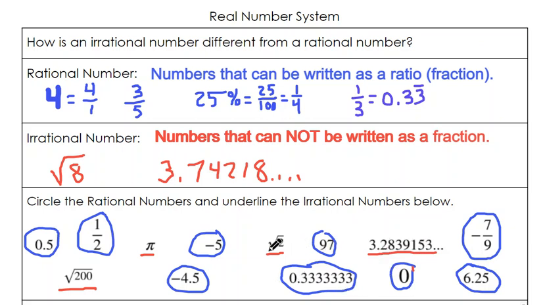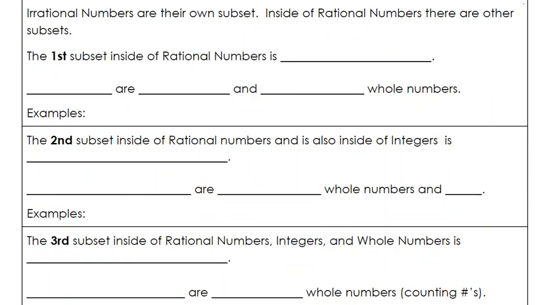These ones that we underlined are irrational because they cannot be written as a fraction. They're big, long, huge, crazy decimals, and they are very irrational. All right, so when you think of the real number system, you want to think of irrational numbers and rational numbers. Irrational numbers are their own subset. They're their own thing off to the side. Rational numbers, however, have other subsets inside of them.